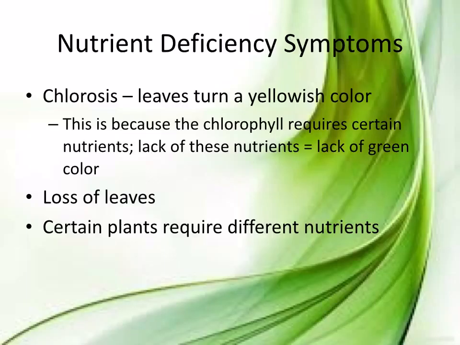So talking about some nutrient deficiency symptoms, chlorosis is a symptom that can cause the leaves to turn yellow. And this is because the chlorophyll requires certain nutrients, and if it's not getting these, it can't maintain that green color. So this is just one indicator that maybe the plant isn't obtaining certain nutrients, such as magnesium, which we talked about is required for the chlorophyll. If the plant loses leaves, this is another symptom. And so certain plants are also going to require different nutrients. So that depends on the environment that the plant is in.